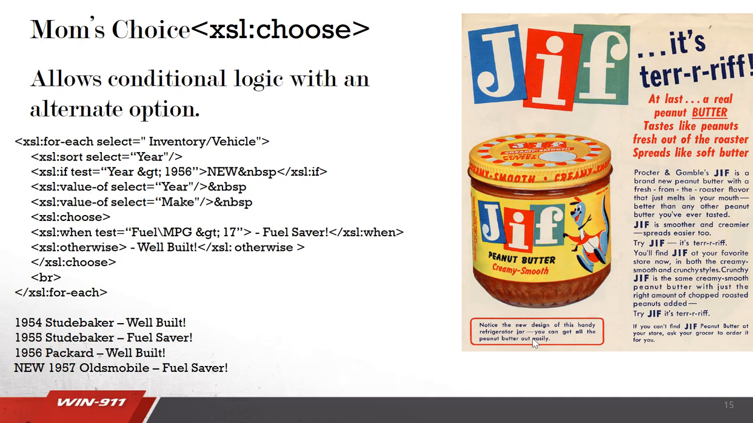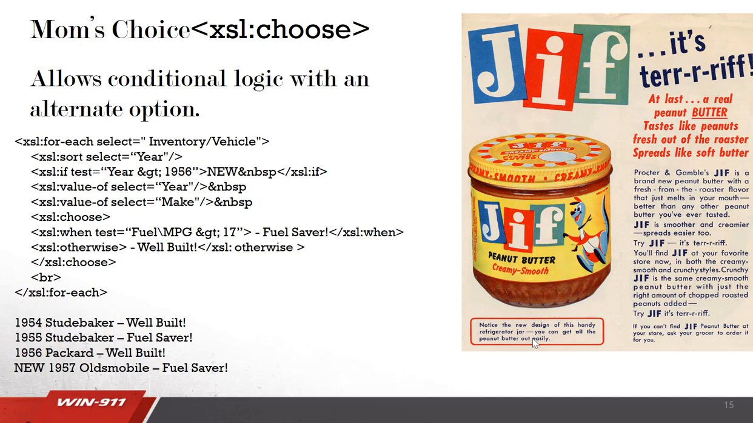And here we see the output. The Studebaker is marked as well built. The second Studebaker is marked as a fuel saver. The Packard's a well built car. And then the Oldsmobile is a fuel saver. It also has the word new in front of it.